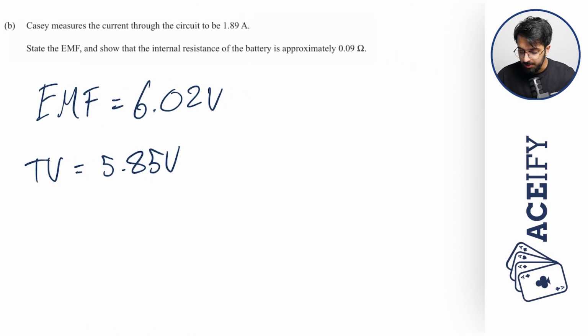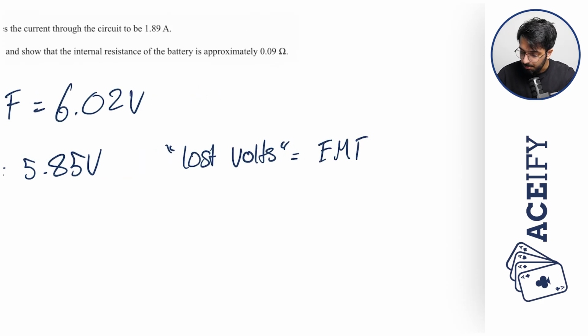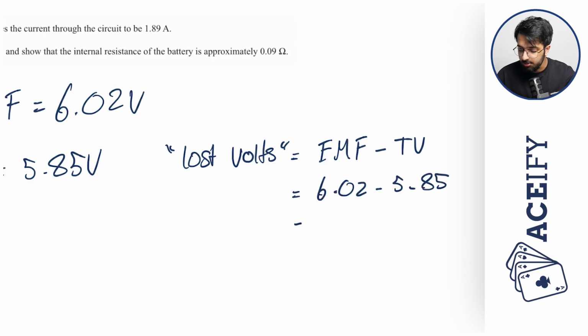And so therefore, we can say that the voltage drop due to our internal resistance, aka our lost volts, is equal to our EMF minus our terminal voltage, which is equal to 6.02 minus 5.85, and that is equal to 0.17 volts, okay?